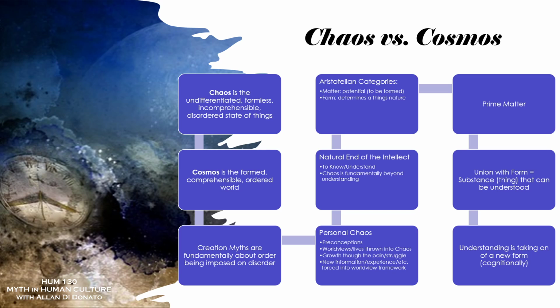Whereas cosmos, right, is the formed and comprehensible. It's the ordered world. And like I said, creation myths are about order coming out of disorder. Now, if you think about how we know things, how we learn things, how we grow as we go through life, right? Go to the fourth box there, it says personal chaos. We've all got a particular worldview. I know we've talked about this before, and we're going to talk about this a lot throughout the semester. So you have a particular way that you approach the world. You have particular presuppositions and understandings that you bring to everyday experience.